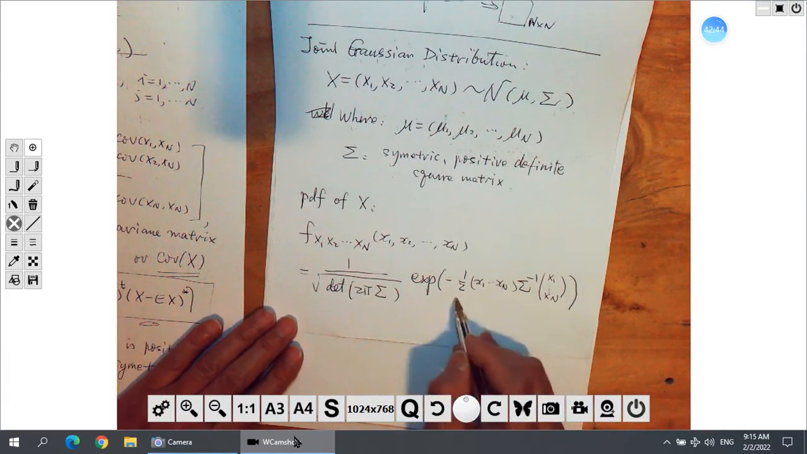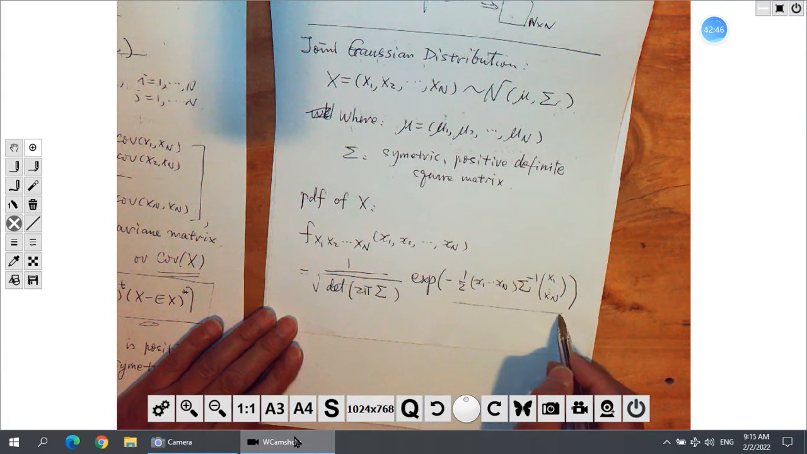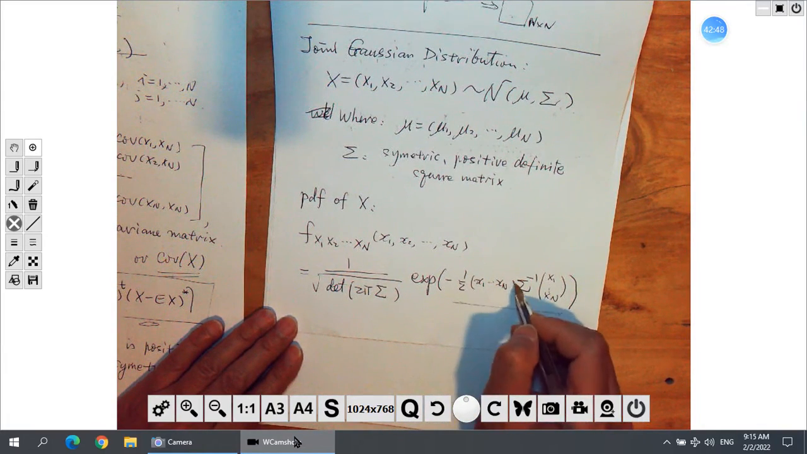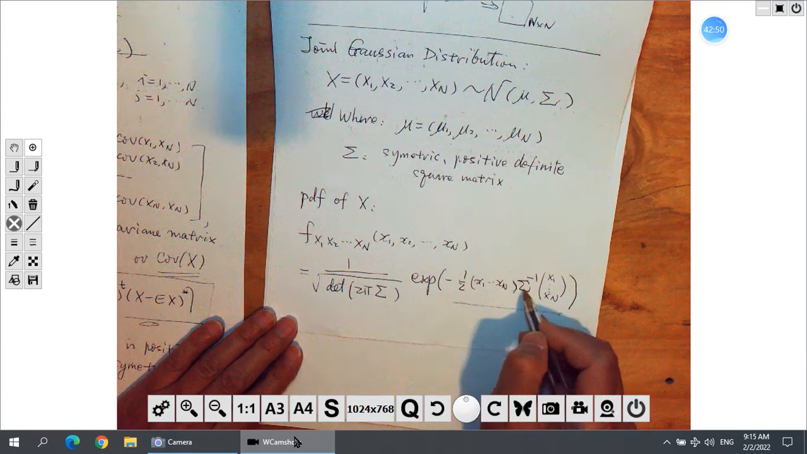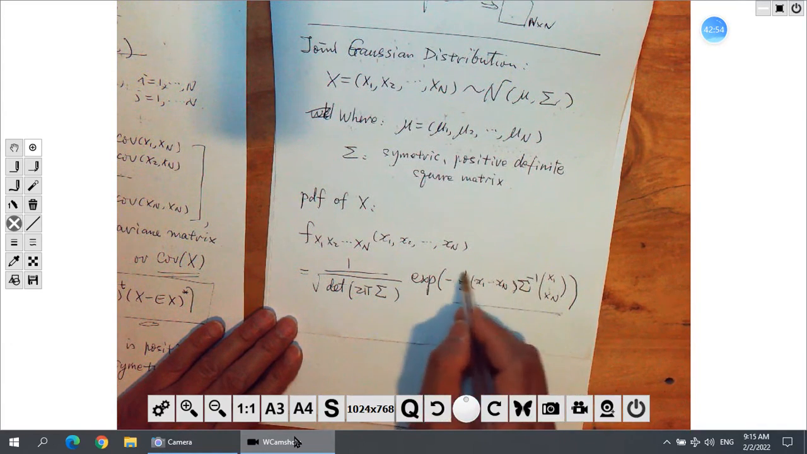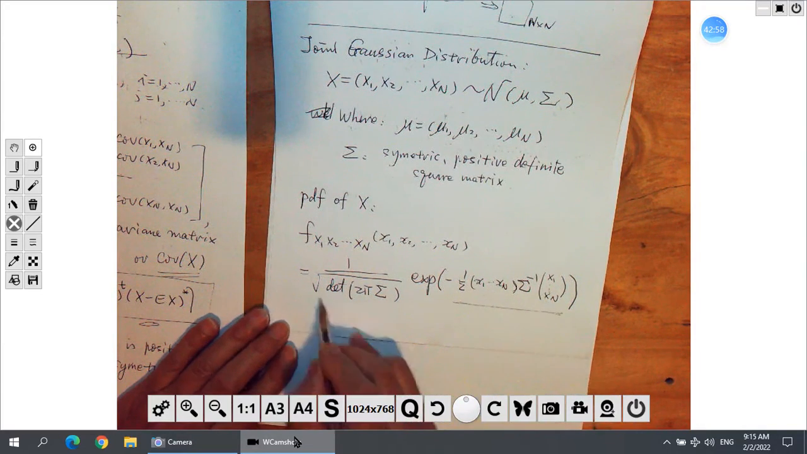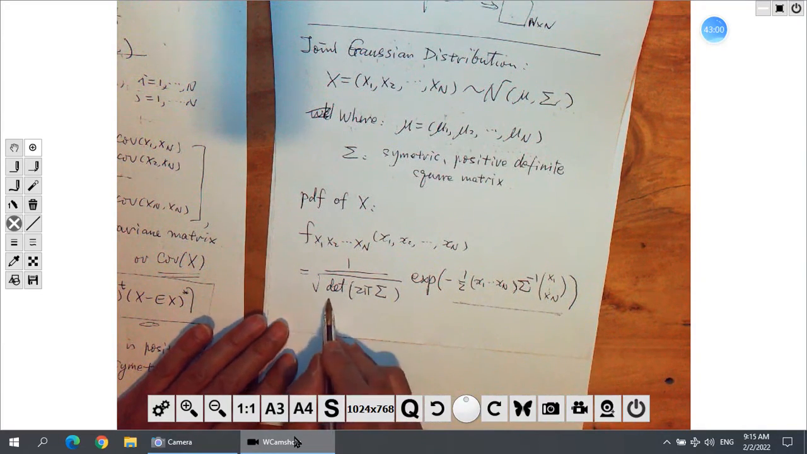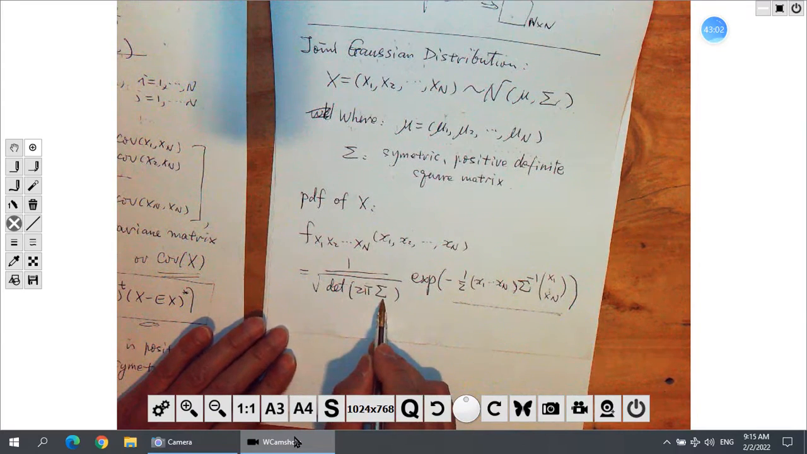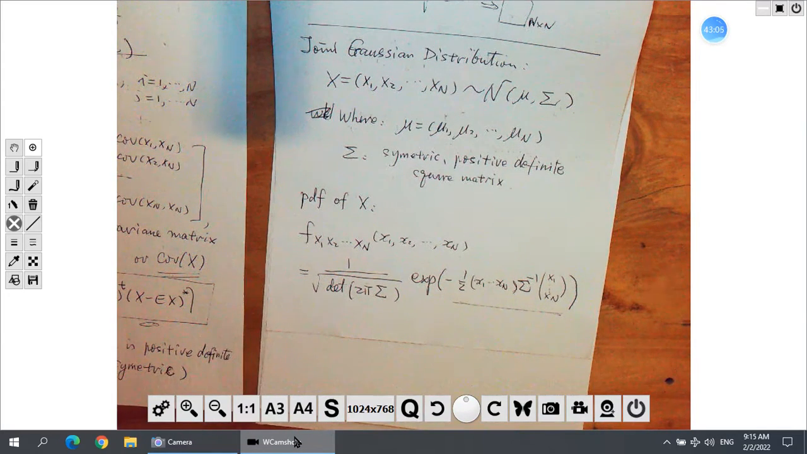Here is a quadratic form, right? This is a quadratic form. This is the matrix of coefficients, and the exponential power is negative 1/2 times this quadratic form. And here is the square root of the determinant of this matrix. Oh, will this pi be inside or outside? 2 pi.